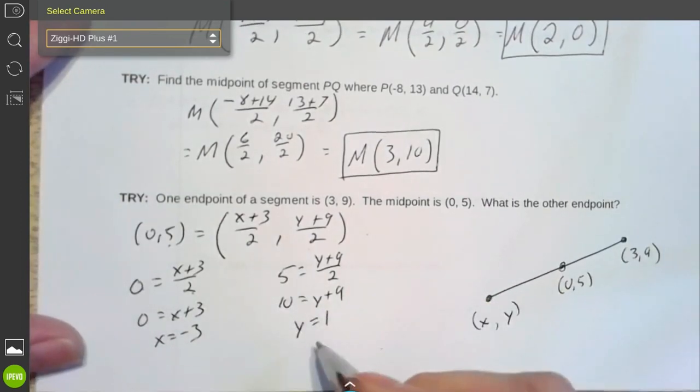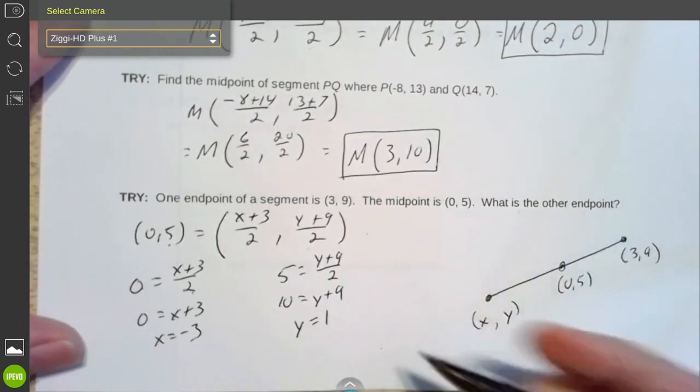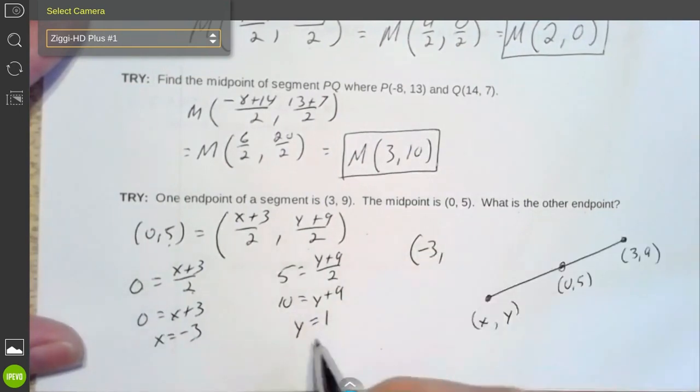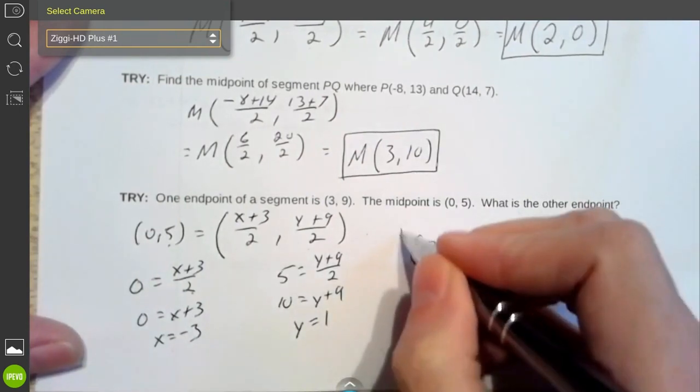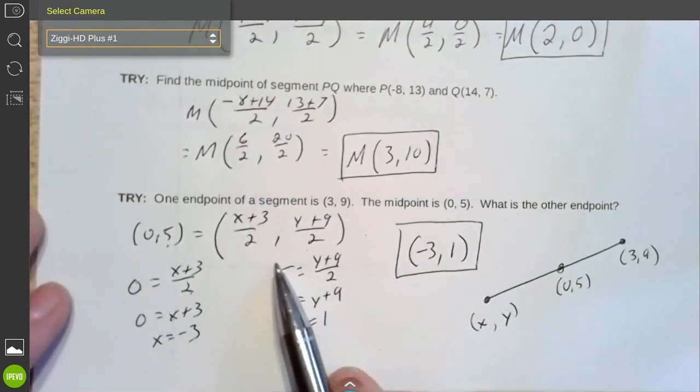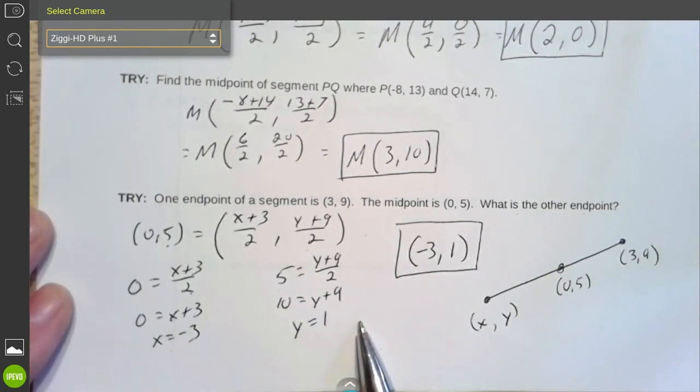So now I've got to rewrite it because I do want the other endpoint. So that other endpoint is: my x coordinate is negative 3, my y coordinate is 1. And there you go. That would do it. So this is the idea of using our formula to come up with an answer. That way, if I make a mistake, I can find my mistake in my work.